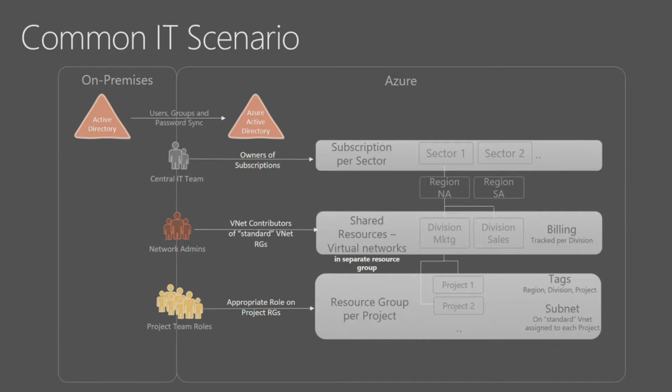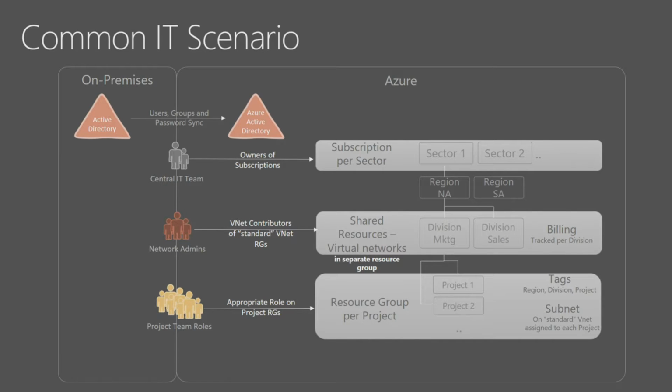And this is a common IT scenario, and Mike touched a little bit upon it. This is a graphical representation of a very common theme we have seen in organizations. You have a central IT team, which owns your Azure subscriptions, manages them, and is responsible for compliance, security, and whatnot. Underneath that central IT team are the network admins, who are responsible for the standard or shared resources that people can use, like the virtual networks in your organization or the ExpressRoute circuits. So there are these network admin groups who own these shared resources.